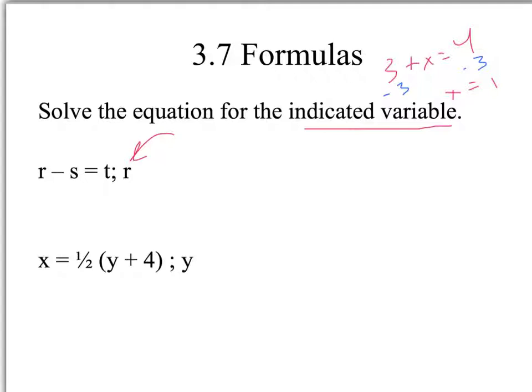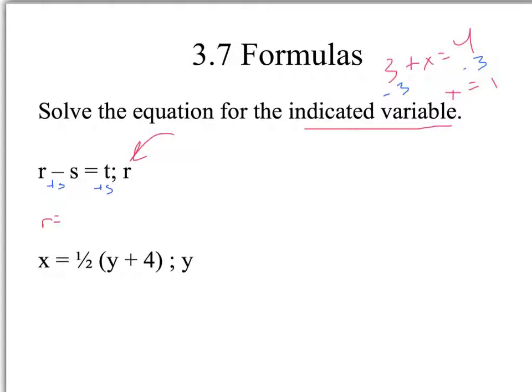Now, what that means is I need to get r all by itself on one side of the equal sign. So, what do I need to get rid of? Well, I need to get rid of that s. That s is on the same side of the equal sign as my r. In order to get rid of the s, I take the inverse operation of what's happening to that s. It's being subtracted, so I'm going to add s to both sides.